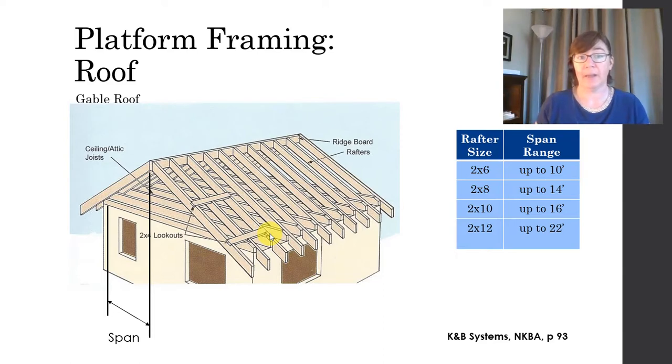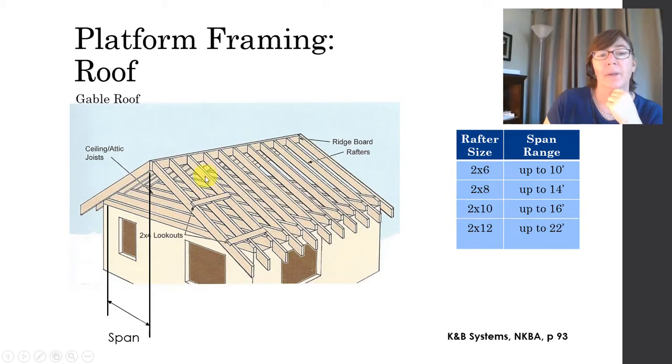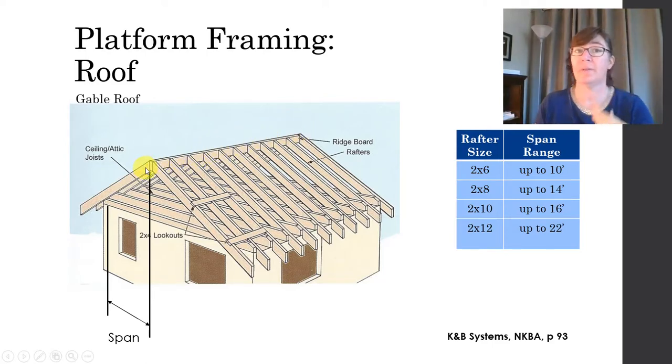It's fairly common spacing. So here are the roof rafters. Underneath them and going horizontally are the ceiling joists or the attic joists. Up here at the top is shown a ridge board. There's two different ways to construct your gable roof, and one is with a ridge board. The other is with a ridge beam, which is a heavier structural member.